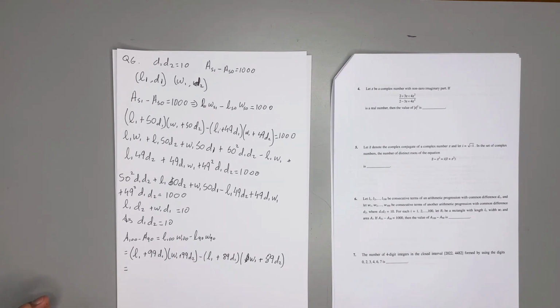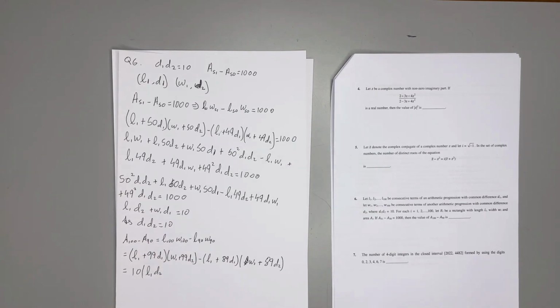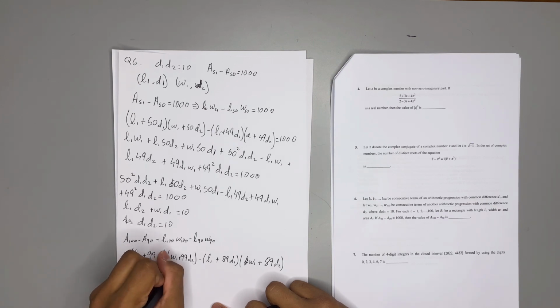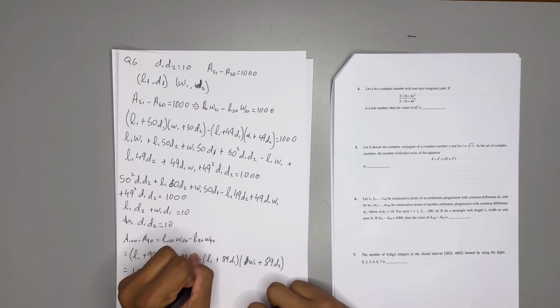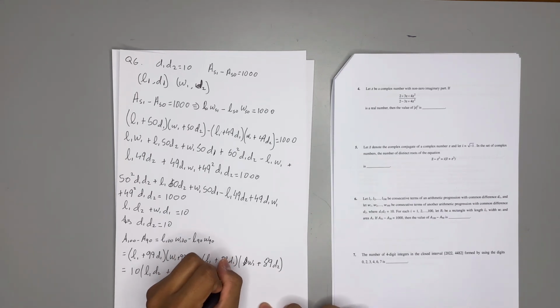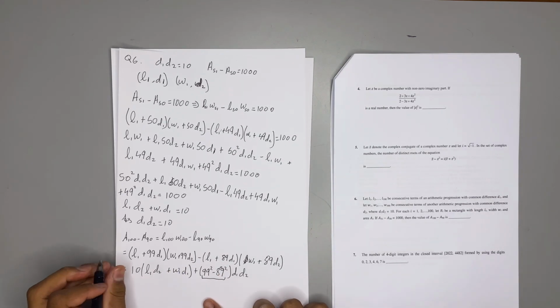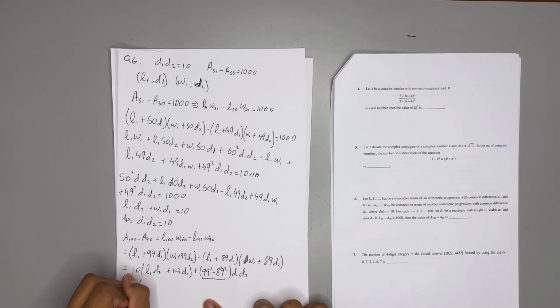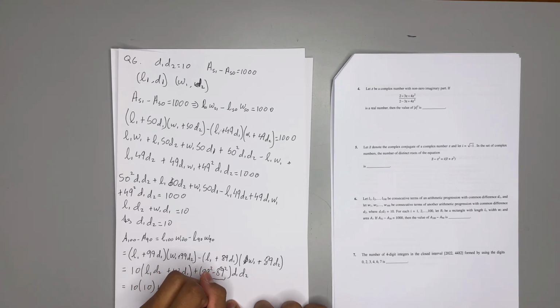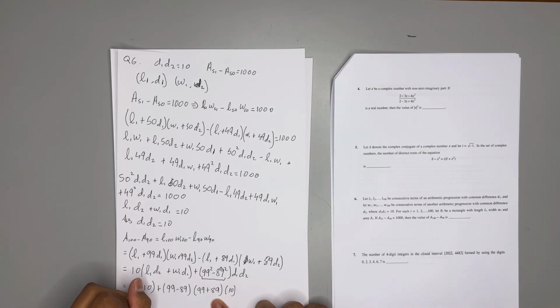Next step, 10 L1 D2 plus W1 D1 plus 99 squared minus 89 squared D1 D2. Difference of two squares we have over here. Further simplify this, we have 10 brackets 10 plus 99 minus 89, 99 plus 89 multiplied by D1 D2, as we figured out, was 10. We then get 100 plus 100, 99 plus 89.